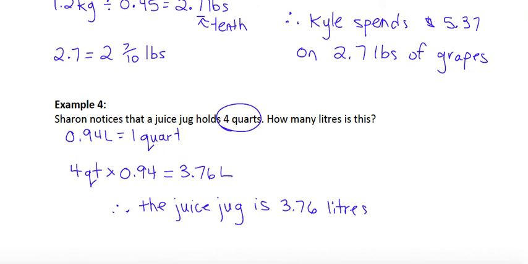So for word problems, make sure that you are using the correct conversion factor. Make sure that you are multiplying if you're going from imperial to metric. Make sure that you are dividing when you're going from metric to imperial, and make sure you include a therefore statement at the end.